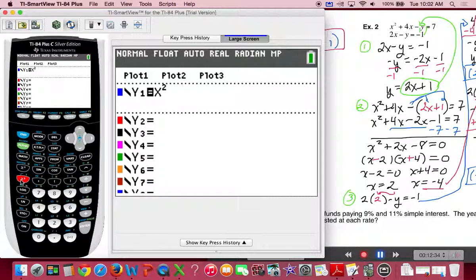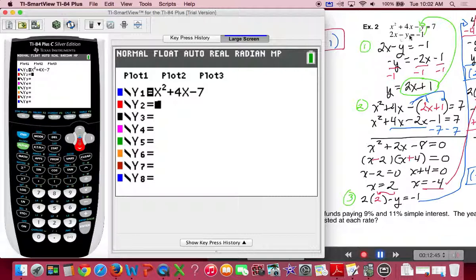So in my calculator, I'm going to put in x squared. You put it in as well. Plus a 4x, but minus a 7. And so there's my parabola. And then I want to put this one in.